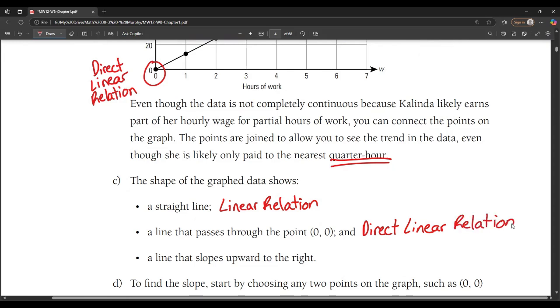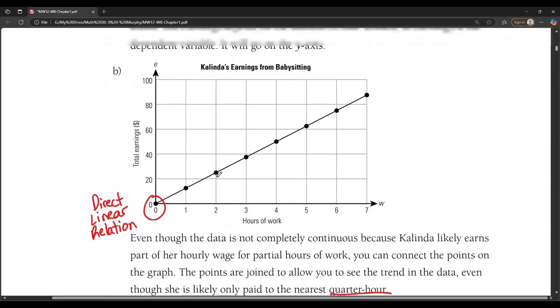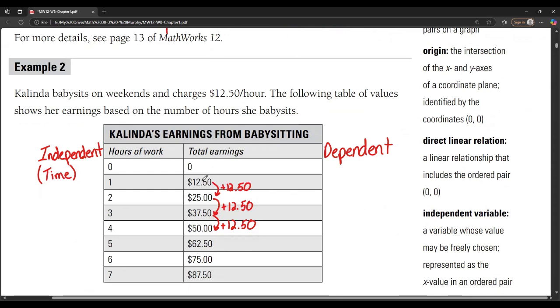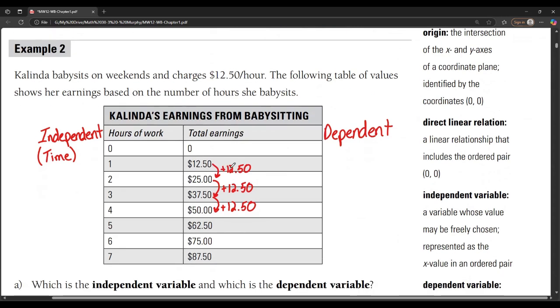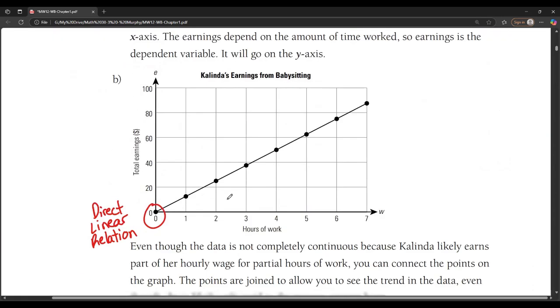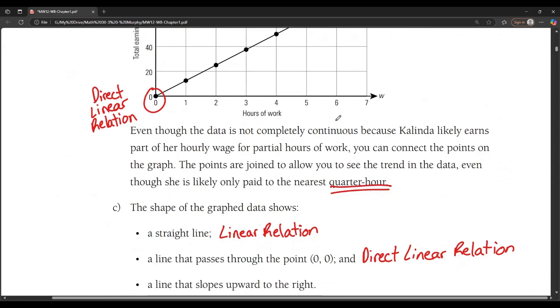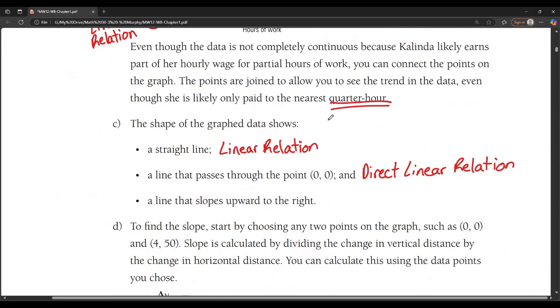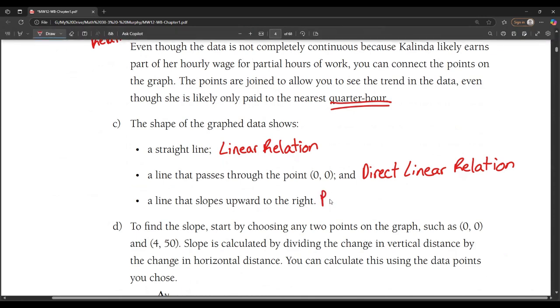And a line that slopes upward to the right. Okay, so back here on the table, every point was up 12.50. That's what the positive represents. It went up 12.50, and that's why our graph goes up to the right. We call this positive slope. And you can just tell by the numbers on the table on the previous page.